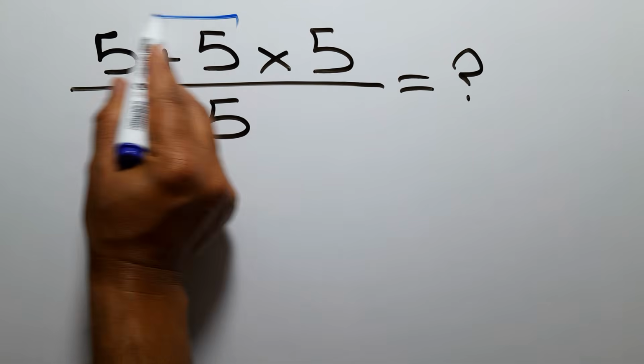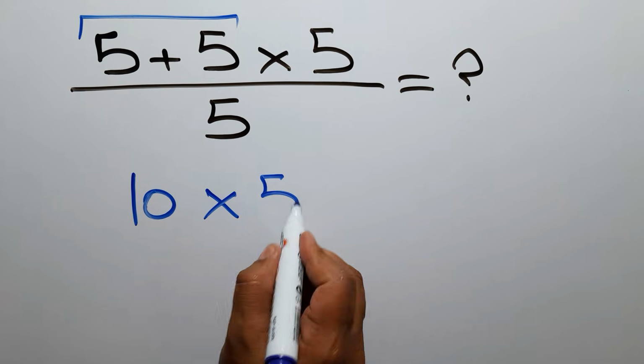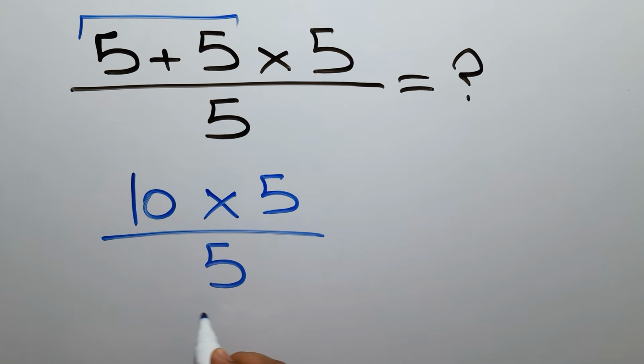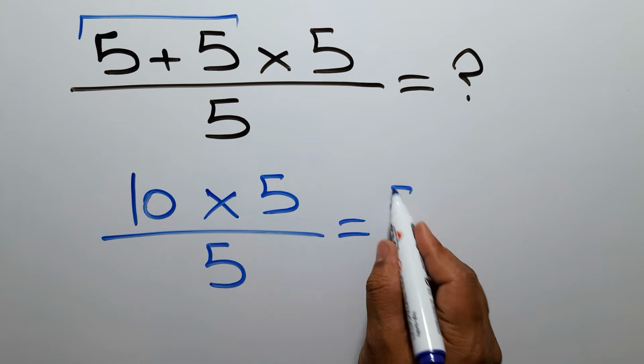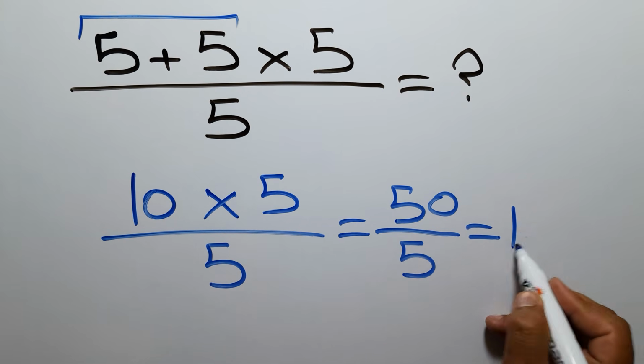5 plus 5 gives us 10. So we have 10 times 5 over 5. 10 times 5 gives us 50. So we have 50 over 5, which equals 10.